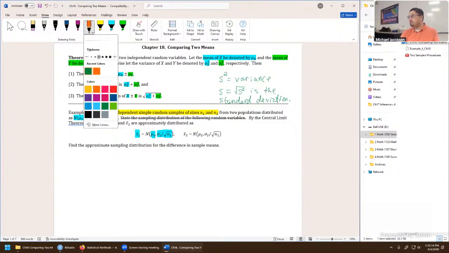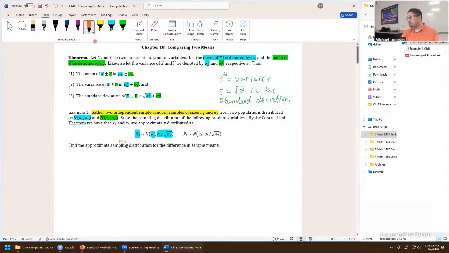So that's its mean here, and that's the standard deviation here. Likewise, the second variable, x bar 2, has a mean mu2 and standard deviation sigma 2 divided by the square root of n2. Lots of subscripts. That's one of the major challenges already when we're dealing with two independent samples.